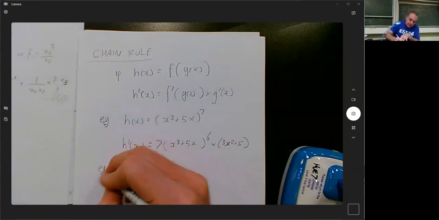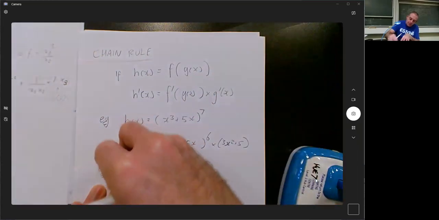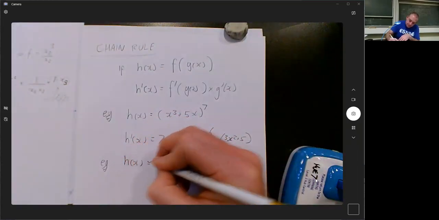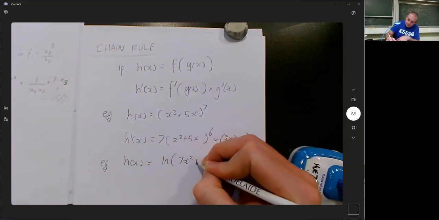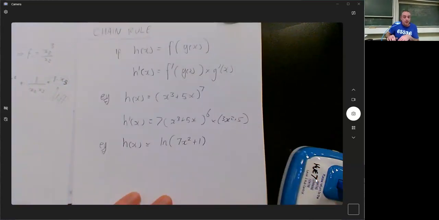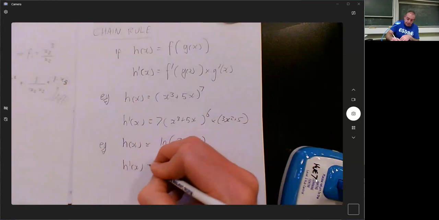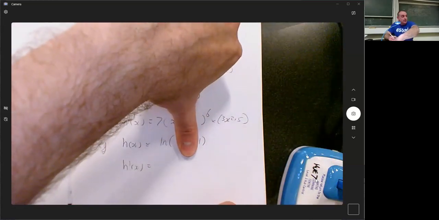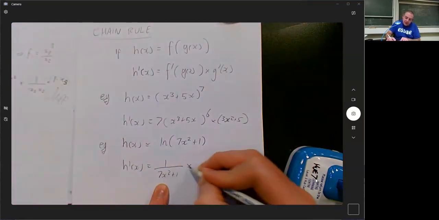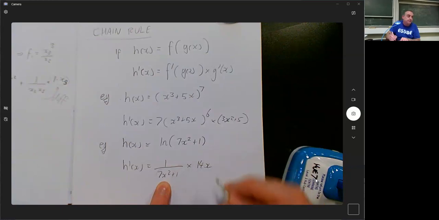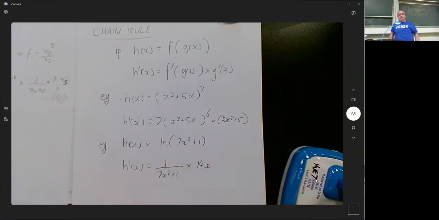And just one more example with an ln in it. Something like that. If it had just been an x, it would have been 1 over x. But it's not an x, it's a 7x squared plus 1, so I have to times by the derivative of that, which is 14x. And that's how the chain rule works. It's called the chain rule because you can chain them all together in several layers as far as you need to go.